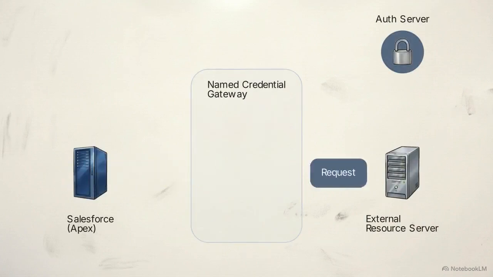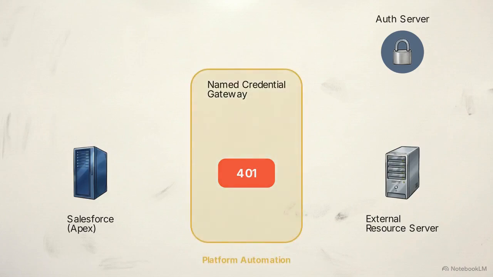In this sequence diagram of a standard integration, we see the initial point of failure. A transaction fires, but the session token has naturally expired mid-flight, bouncing back a 401 unauthorized error to the server. But when routing through a named credential, Salesforce assumes protocol management. The gateway natively automates OAuth and intercepts the 401 error before it ever reaches back to the Apex code.